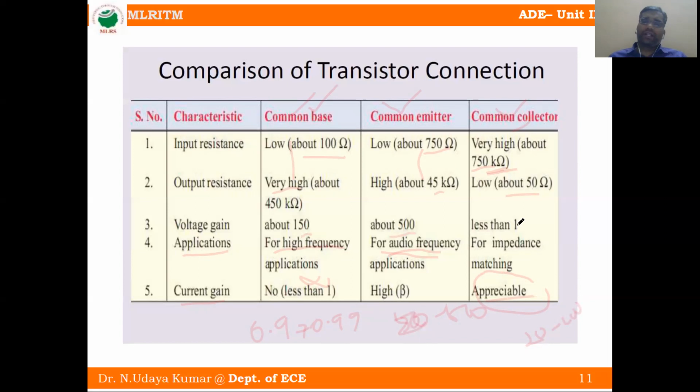This is called the comparison table of different configurations: input resistance, output resistance, voltage gain, current gain, application, and phase shift also. In CB, there is a 0 degrees phase shift. This one has a 180 degrees phase shift. This one has a 0 degrees phase shift. So phase shift wise also there is a comparison.